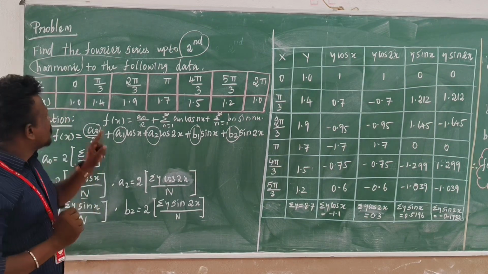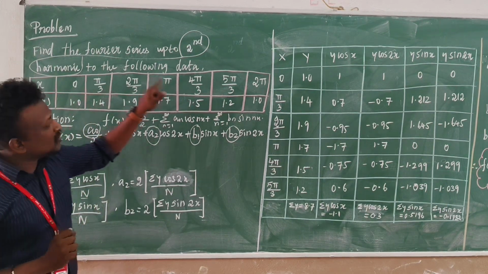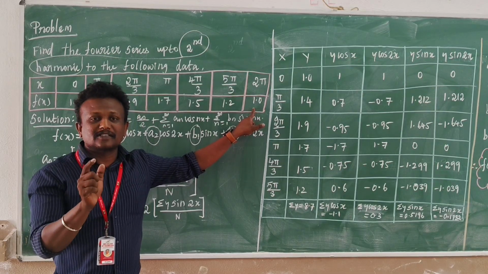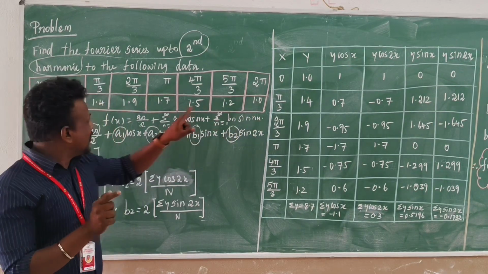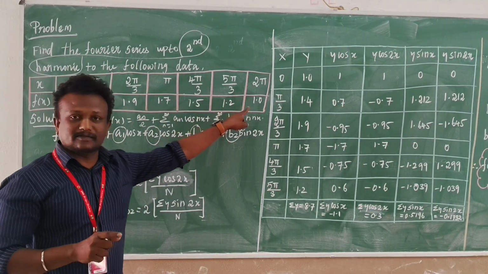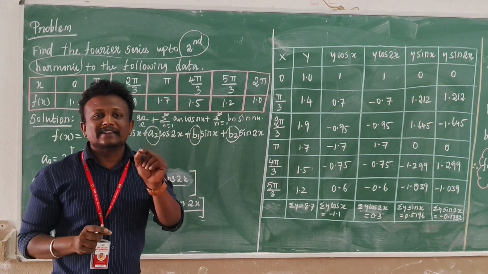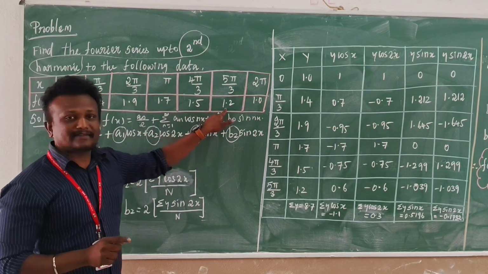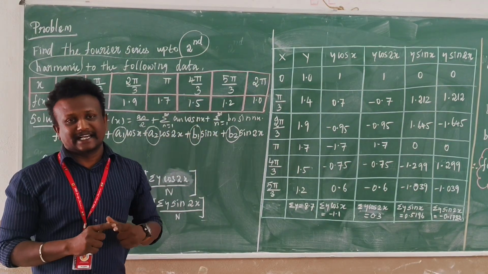The thing is, if the last term is repeated as the first term, then we have to neglect the last term. We have to consider only the first term. So now 1, 2, 3, 4, 5, 6. So this is our capital N.